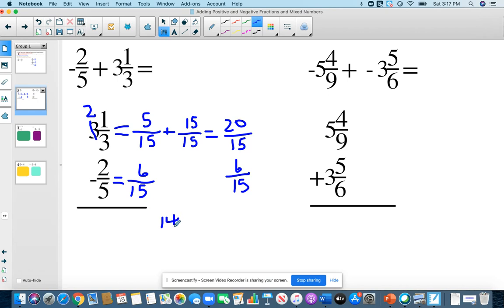So don't forget you have to do the whole number. And I have 2 minus nothing because my second number does not have a whole number. So 2 minus 0 is 2. Last thing we have to do is decide on our sign. And the larger absolute value of these two numbers would be 3 and 1/3. And it is positive. So my answer is positive. So your answer is positive 2 and 14/15.